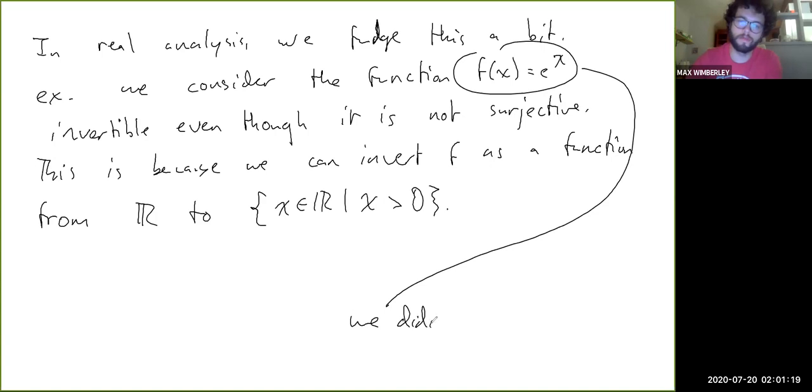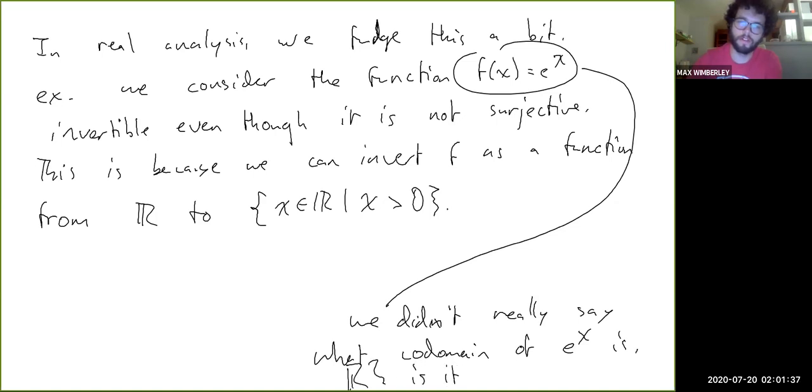we didn't really say what the codomain of e to the x is. Okay, is it R? Is it, you know, what I'll write as R greater than 0? Sometimes people write this set as R greater than 0, right, for the positive real numbers. Okay, so, or is it anything in between, right? We never actually said what the codomain is.